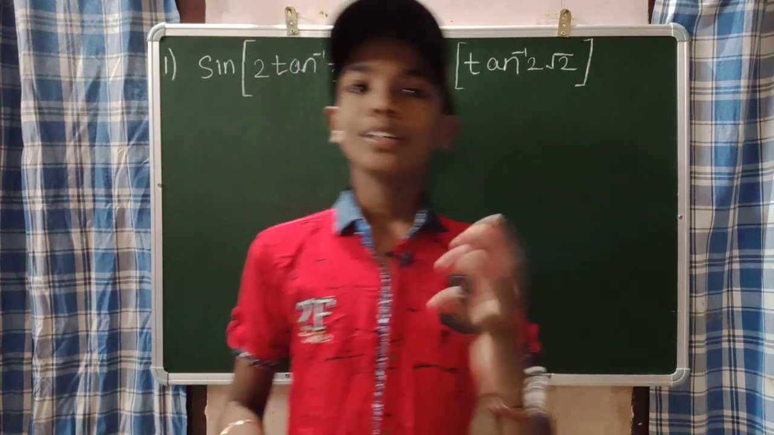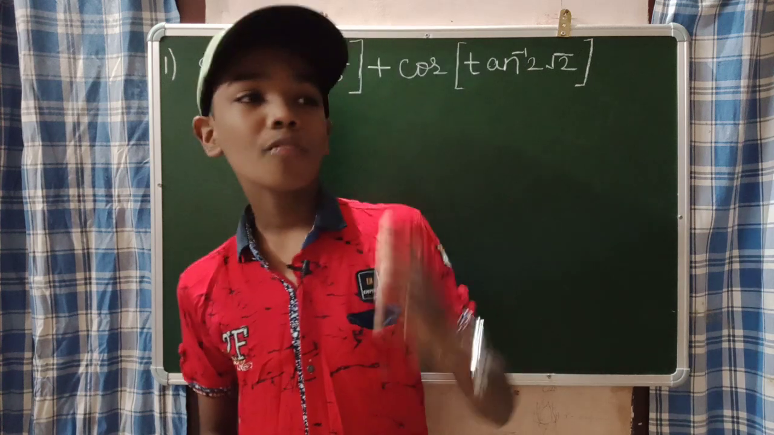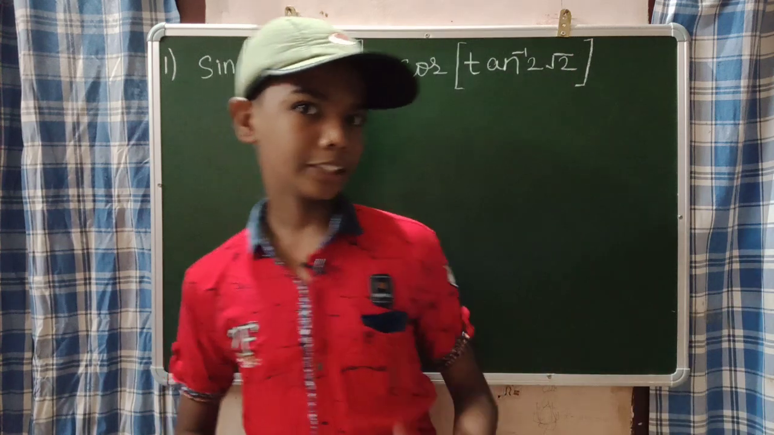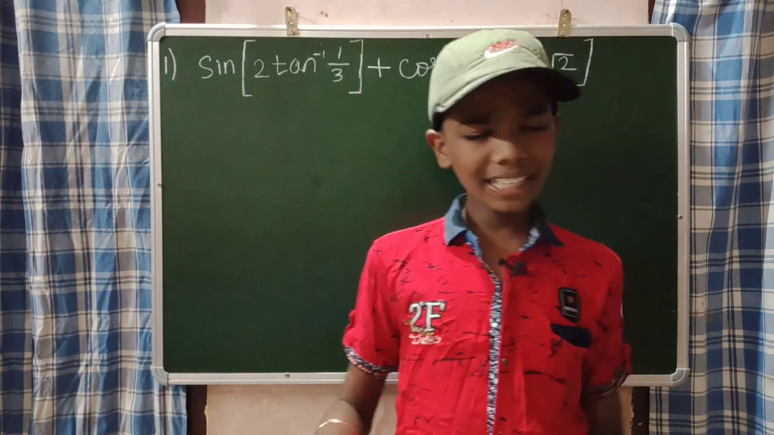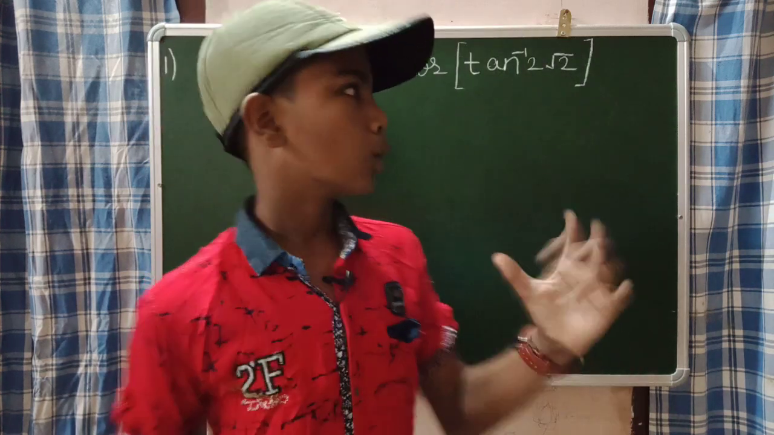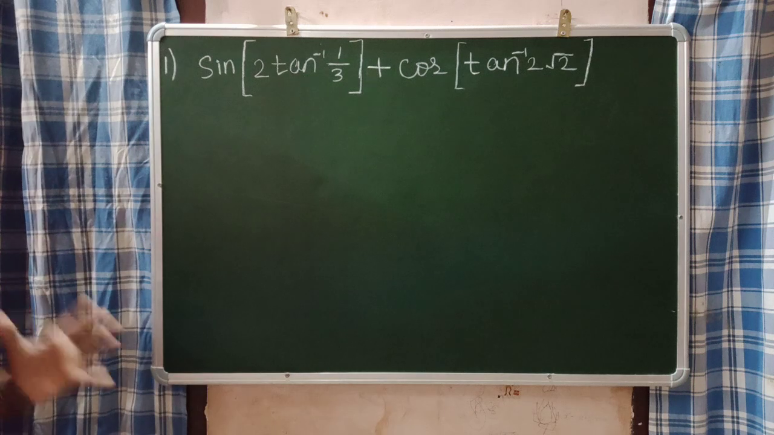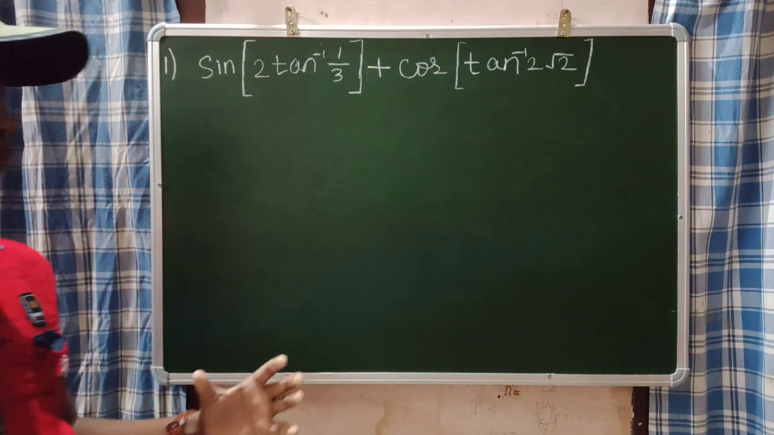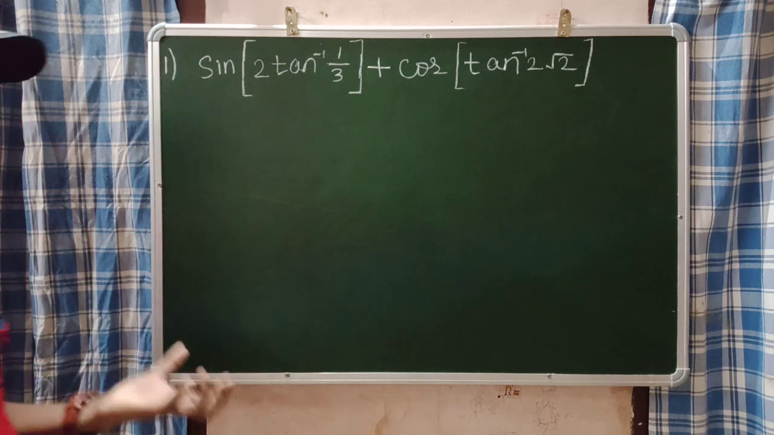So guys, today we're going to solve some of the inverse trigonometry questions which can be expected in your CBSE Term 1 examination. So guys, let us start to solve the questions. Our first question is sine of 2 tan inverse of 1 by 3 plus cos of tan inverse of 2 root 2. This is what the question is all about.